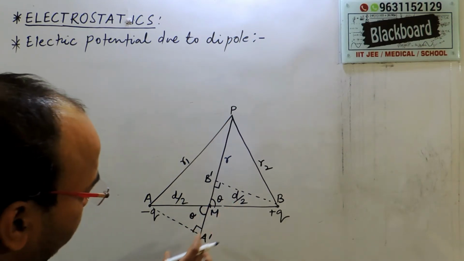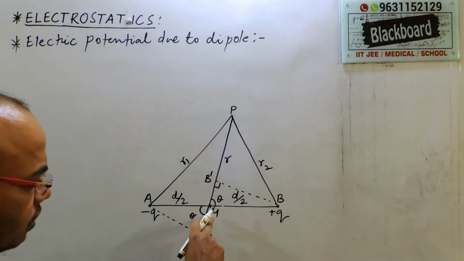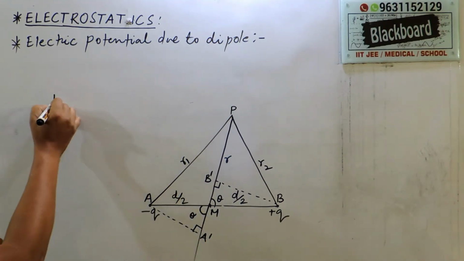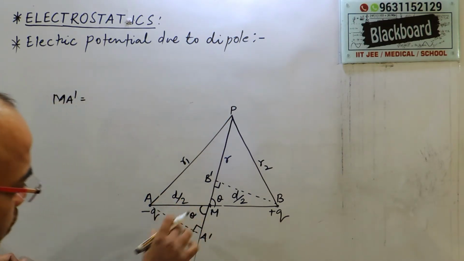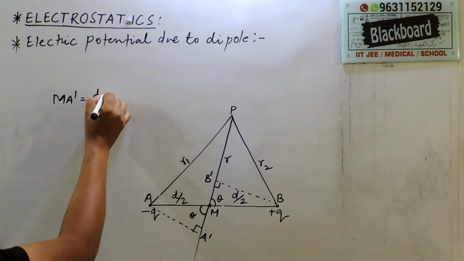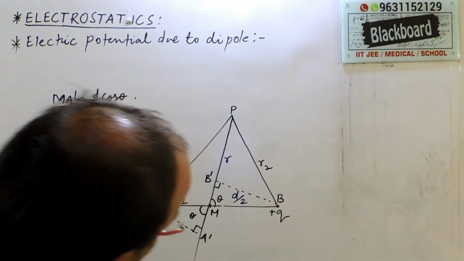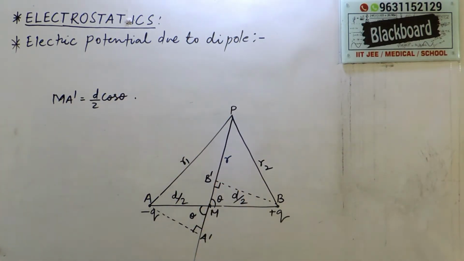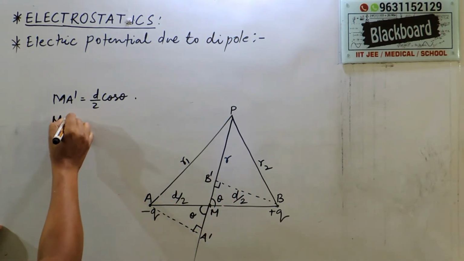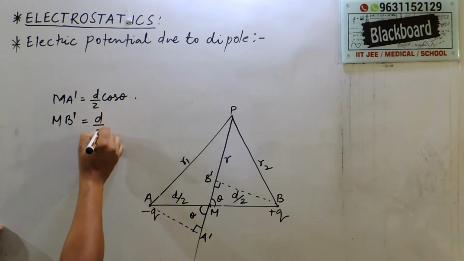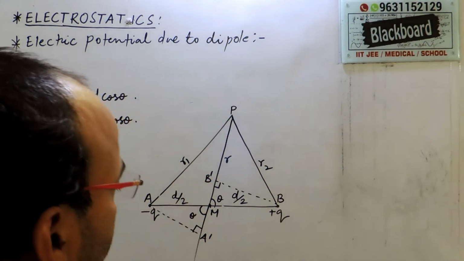Now see, this is the horizontal component, the horizontal component of d by 2. That means MA dash is the horizontal component. That means you can write this is d by 2 cos theta. Here this is also a horizontal component, since it is 90 degrees. That means MB dash is again d by 2 cos theta.